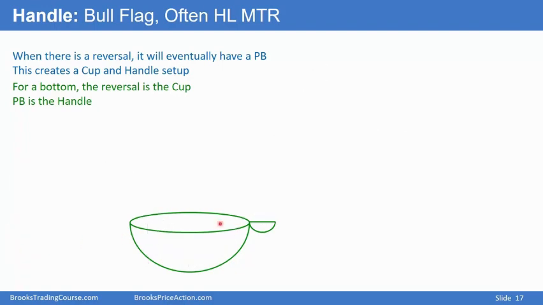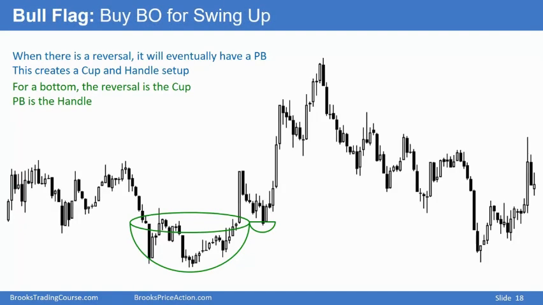And you can see it looks like a teacup, a cup, and a little handle. Traders look either to buy the reversal up initially, the breakout, or the pullback from the breakout, the handle. They'll buy above the bull bar, looking for what they hope is a trend up. It's often also a higher low major trend reversal. We have a bear trend, a bull breakout, and a higher low.